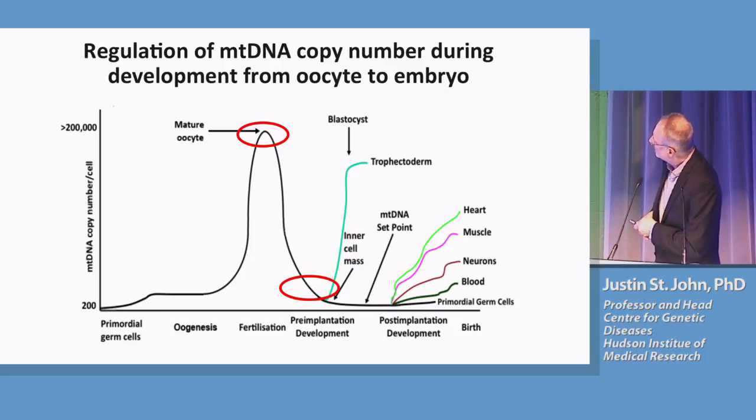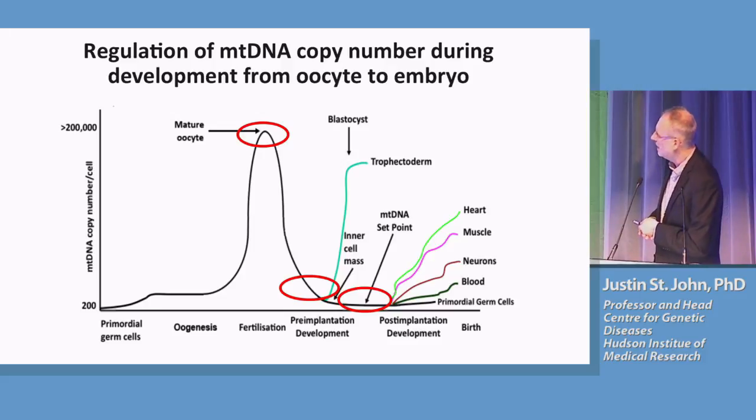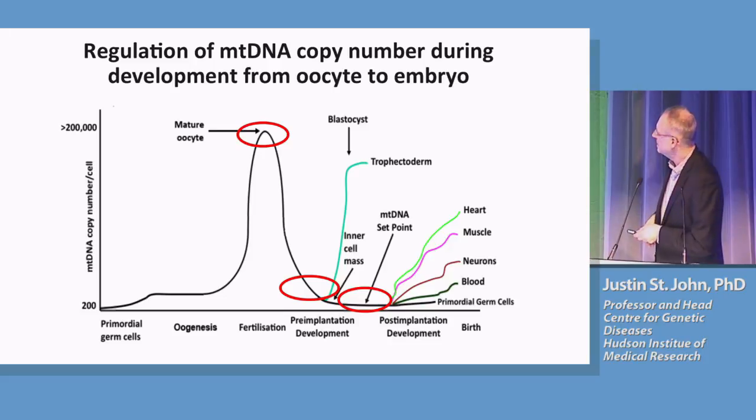So what happens is that the inner cell mass continues to divide out its mitochondrial copies. And these are the cells which give rise to the embryo proper and to the fetus. And what then happens is that something known as the mitochondrial DNA set point is established. And this is where naive cells have very, very low levels of mitochondrial DNA copy. And they maintain this low level of mitochondrial DNA copy until they commit to specific lineages.